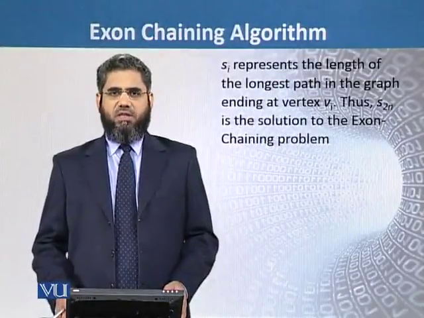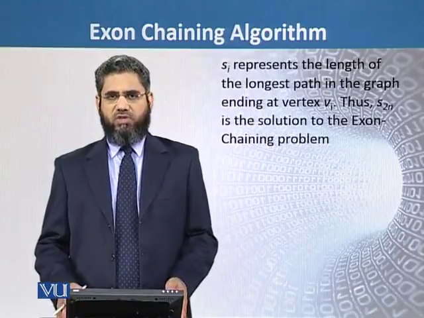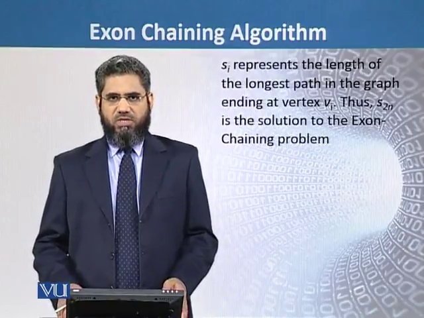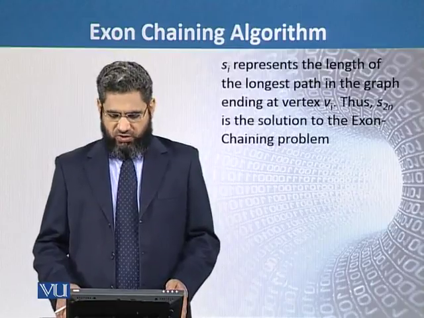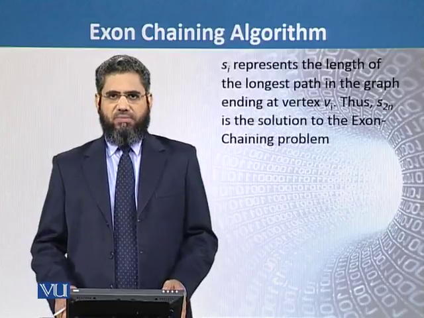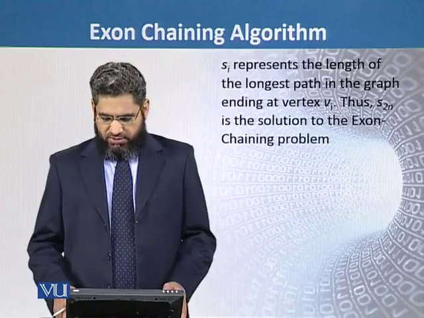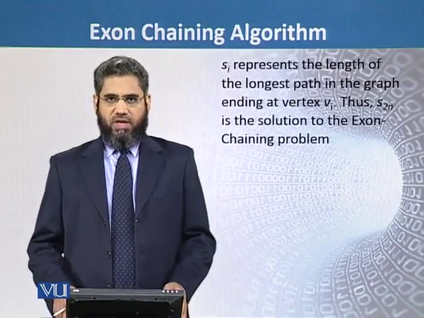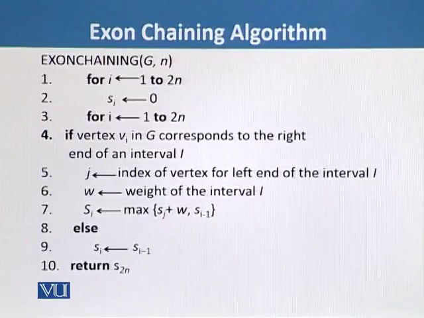Previously, we have seen the identification of exons, how we can identify the exon within the genome. Now we will see the exon chaining algorithm, and in this algorithm, Si represents the length of the longest path in the graph that ends at the vertex Vi. So S2n is the solution of the exon chaining problem.